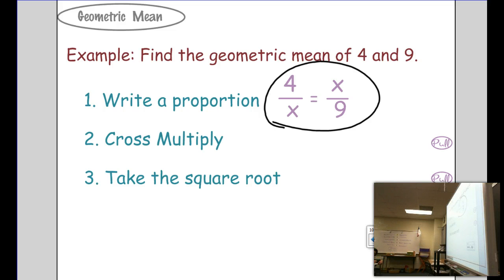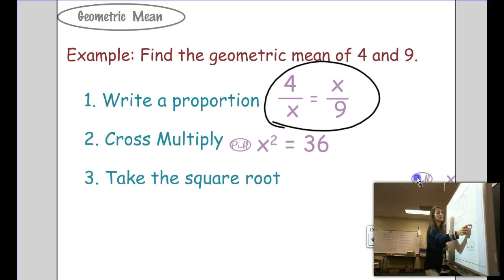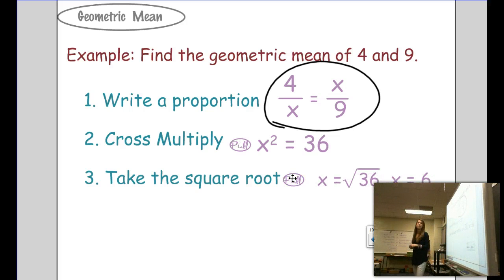Step 2. Cross multiply. You should get x squared equals 36, I hope. 4 times 9 is 36. x times x is not 2x. It's x squared. Final step. Take the square root of what? 36. Okay. 6 is the geometric mean of 4 and 9.